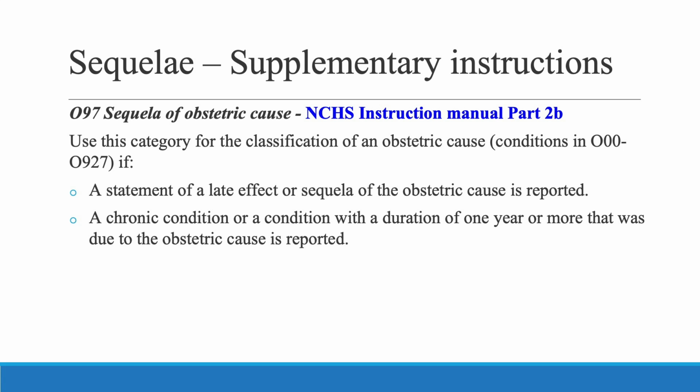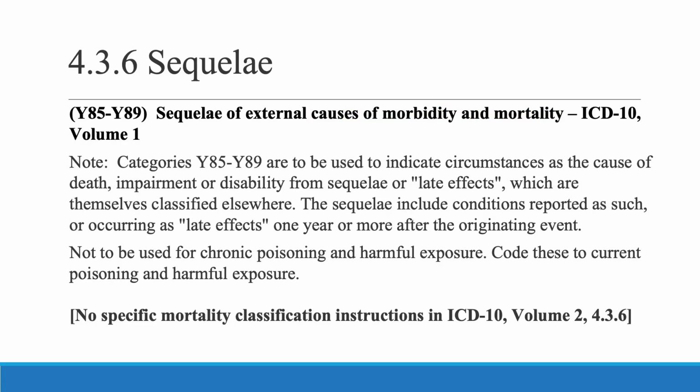We're going to have a little bit more about O97 in the next part of this presentation, but here we're getting some guidance for the application of that code from the instruction manual 2B. One last sequela code to look at is sequela of external causes. On the slide is the note included in ICD-10 Volume 1.